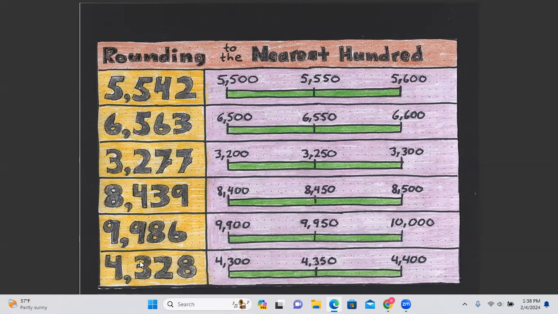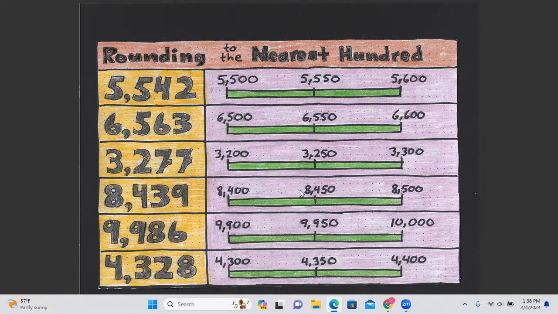And we notice that 3 is in the hundreds place and 2 is in the tens place, and it's well below 5. So that tells us that 4,328 rounds to 4,300. And this is a good way to help us understand rounding by putting a middle number right here and see if the number that you're rounding falls below it or above it.